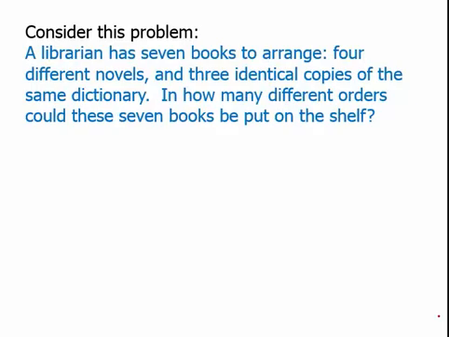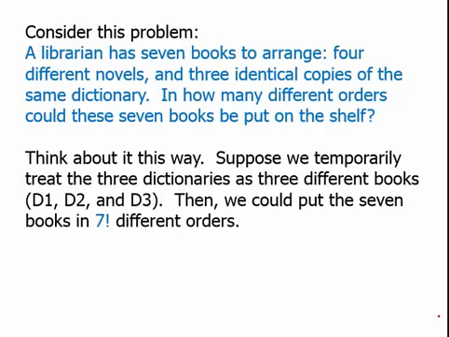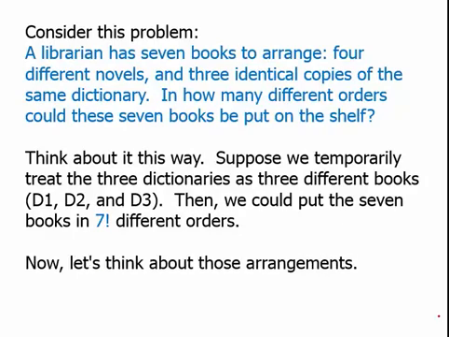Okay, a librarian has 7 books to arrange, 4 different novels, and 3 identical copies of the same dictionary. How many different orders could these 7 books be put on the shelf? Well, think about it this way. Suppose we temporarily treat the 3 dictionaries as 3 completely different books. We'll call them D1, D2, and D3. Then we could put all the 7 different books in 7 factorial different orders.